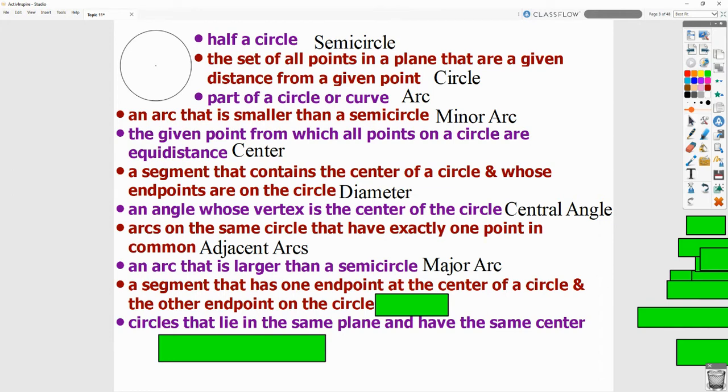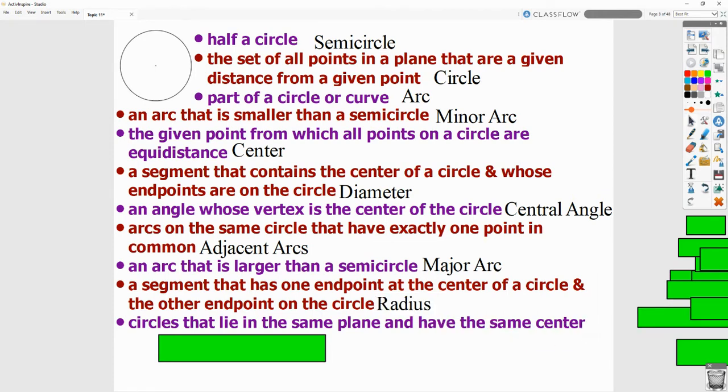A segment that has an endpoint at the center and the other endpoint on the circle. Okay, so this is a definition that's related to our diameter. A segment that contains the center and whose endpoints are on the circle is a diameter. So a diameter goes across the whole circle through the center. This next one goes from the edge of the circle only to the center and it stops. It doesn't go all the way across. So that is called a radius.